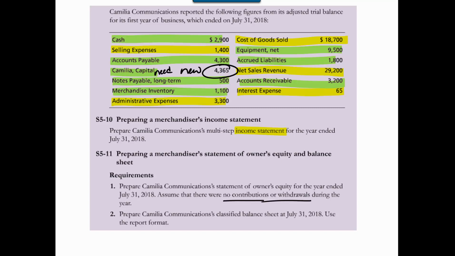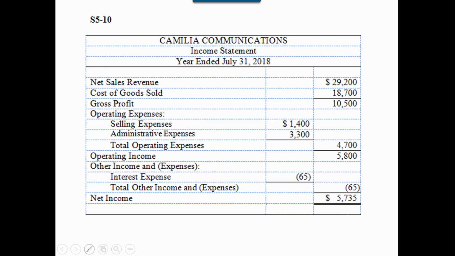Need the new number, because we will still need that one. But on the balance sheet, we're going to put the new number. So here's the income statement. We've got sales revenue minus cost of goods sold gives me a gross profit here. My selling and admin, so my total operating expenses are 14.